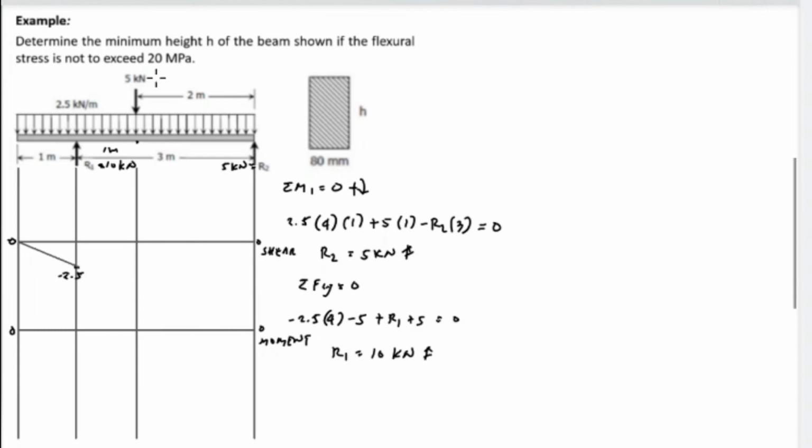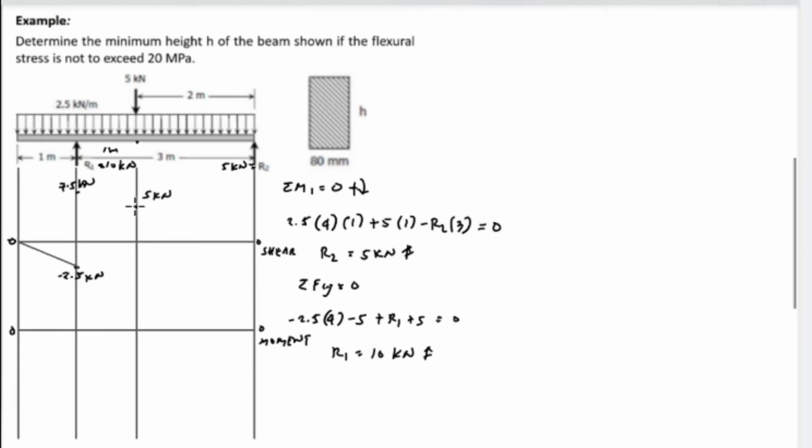Next, from negative 2.5, we have reaction 1 of 10 kilonewton upward. So 10 minus 2.5, and this will be 7.5, and it is positive, so 7.5 kilonewton. And from 7.5, we have a uniform load up to the concentrated load, and 2.5 times the distance 1 meter, which is also 2.5. So 7.5 minus 2.5 downward, and the value is 5, and it is positive. So this will be 5 kilonewton.